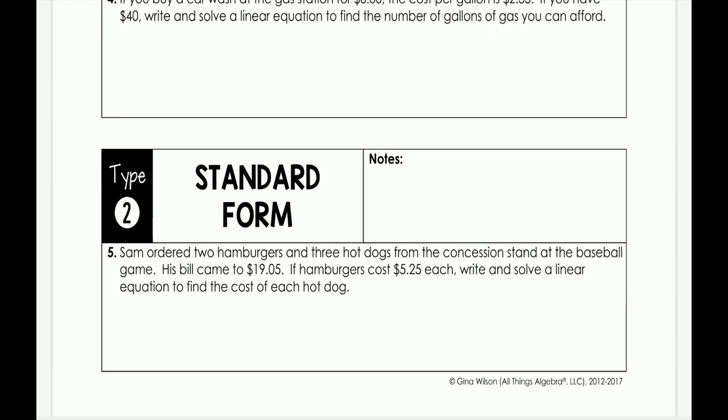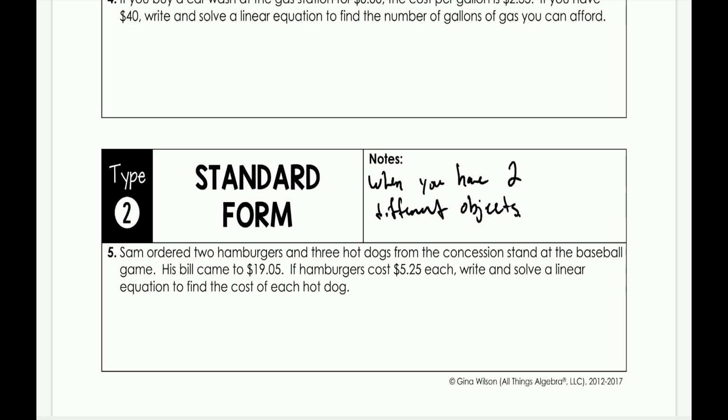Moving on to number 2, standard form. Okay, so with standard form, we use this when the problem relates to 2 different objects. And to see what I mean about that, let's go ahead and try number 5.